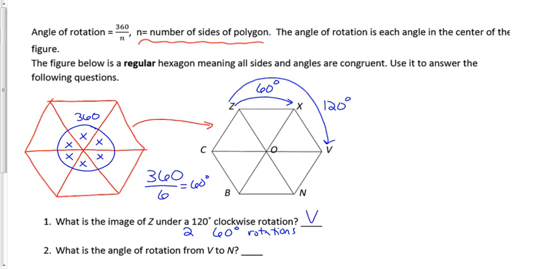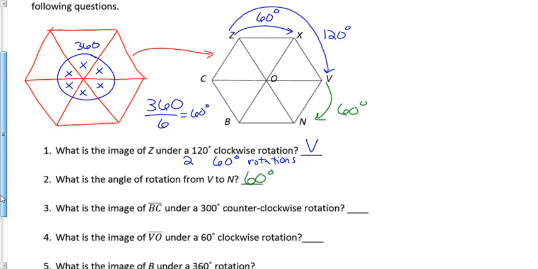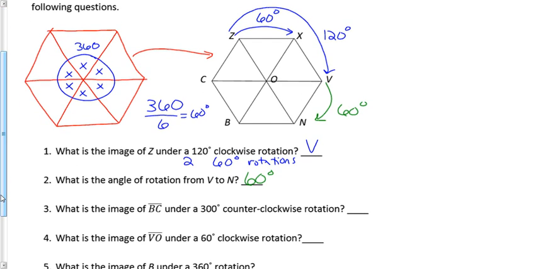Next question is, what is the angle of rotation from V to N? So to go from V to N is also going to be 60 degrees. What is the image? Let me scroll down. What is the image of BC? Okay, so we're talking about this line segment. It's very important to maintain the order. The order of the letters matters here. So BC under a 300-degree counterclockwise rotation.